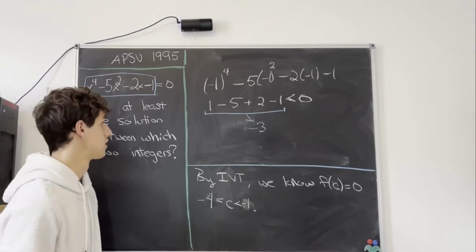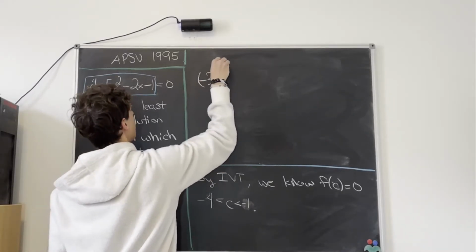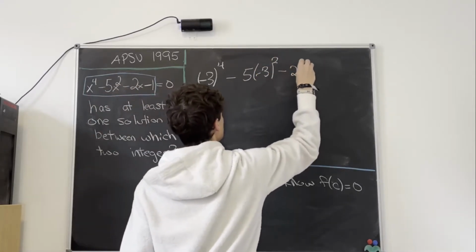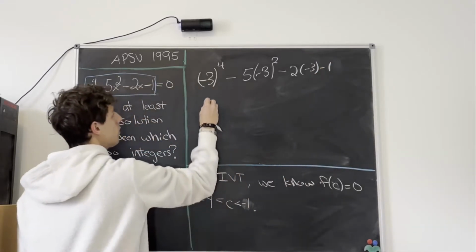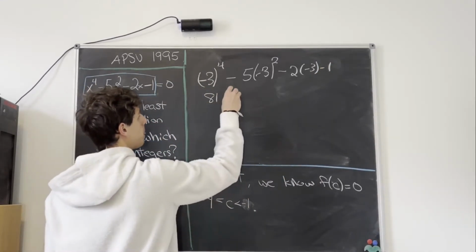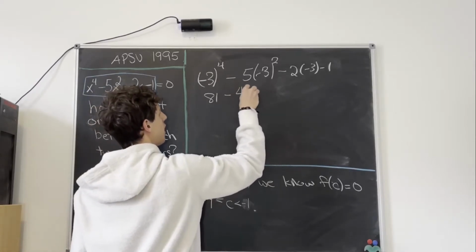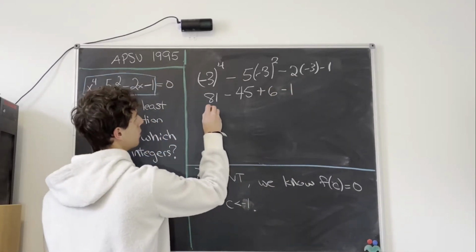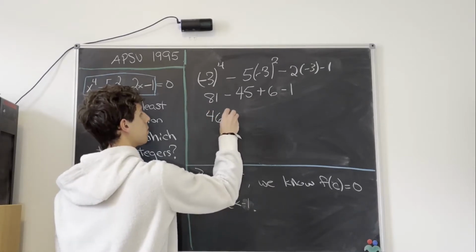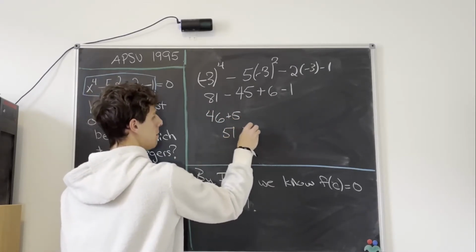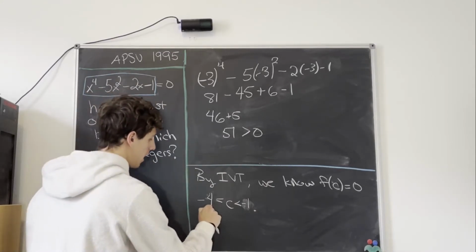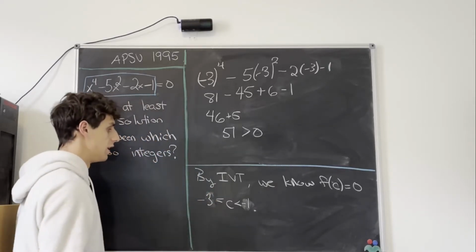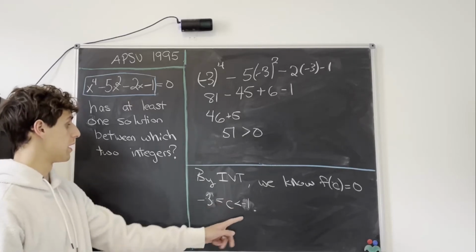So let's try -3 next. If we plug in -3, we get (-3) to the fourth minus 5 times (-3) squared minus 2 times -3 minus 1. So this will be 81, that's 9 squared, minus 45, that's 5 times 9, plus 6 minus 1. So this number is going to be 46 plus 5, which is 51, but that's clearly bigger than 0. So again, we can decrease this range from -4 to -1 to -3 to -1. So we know c is between -3 and -1.